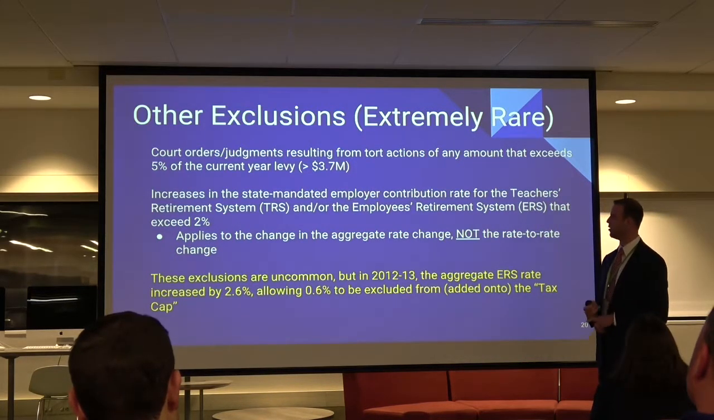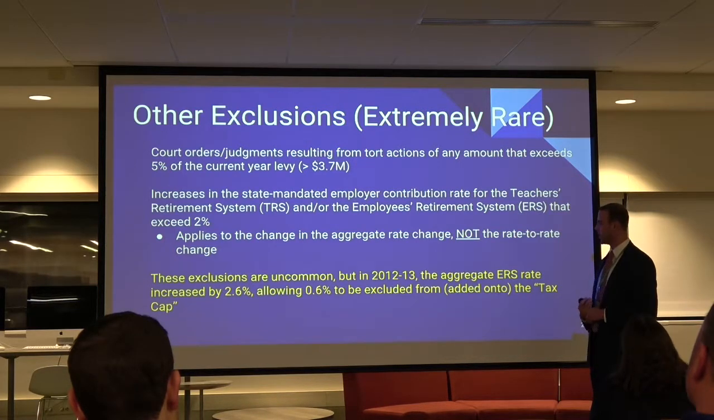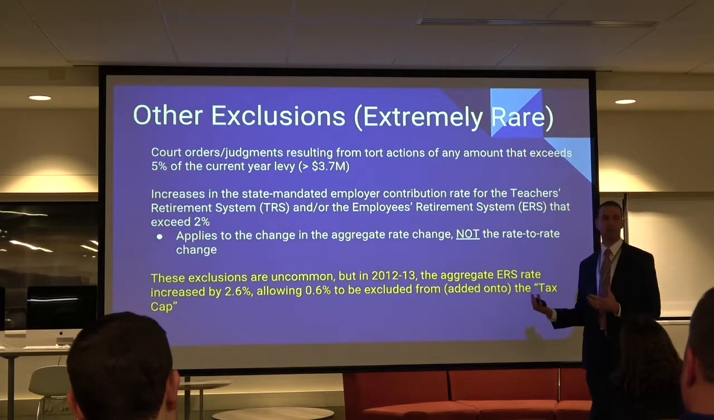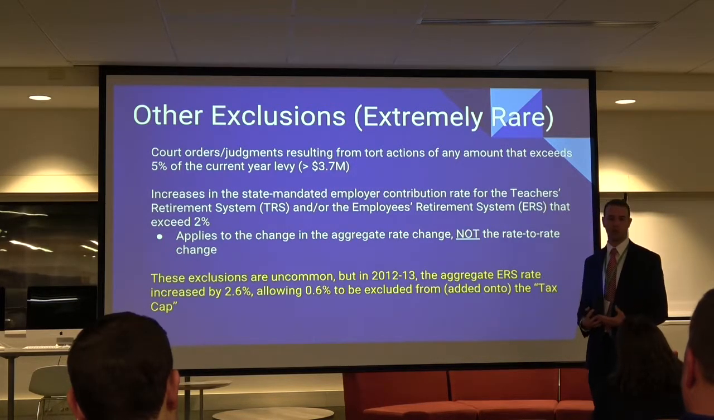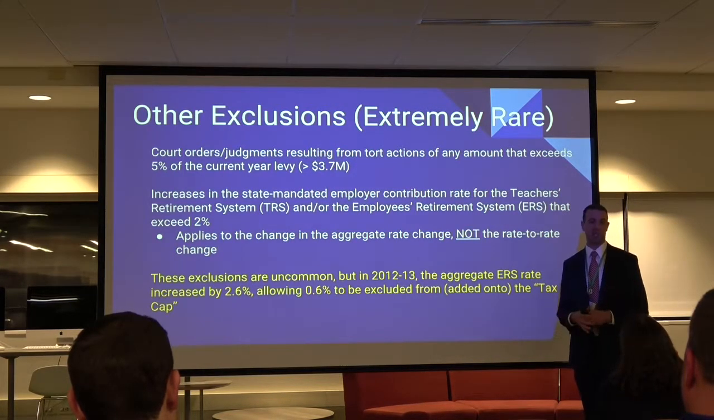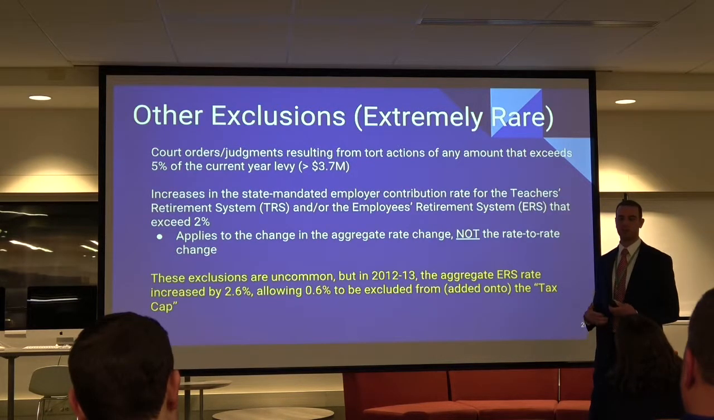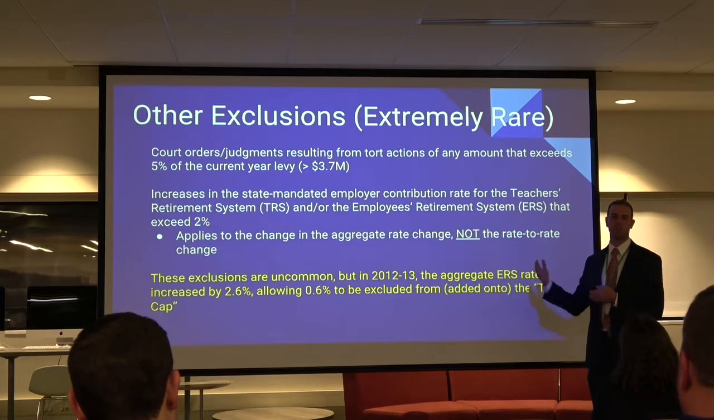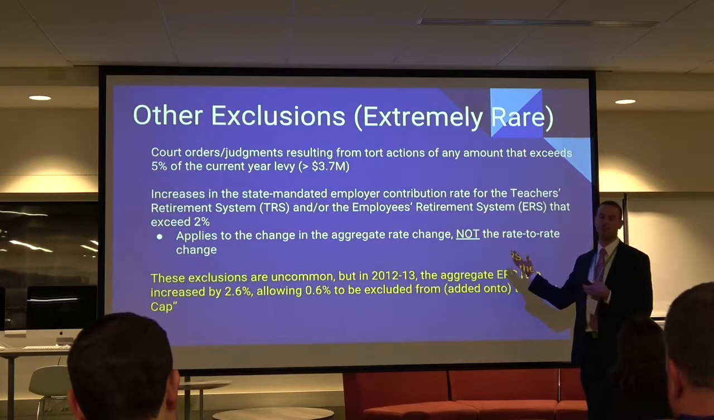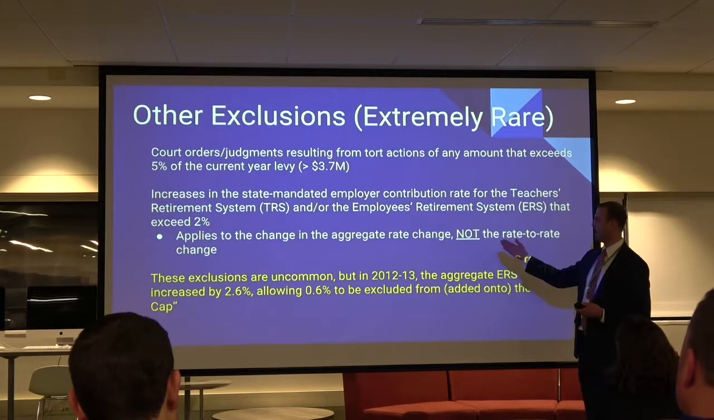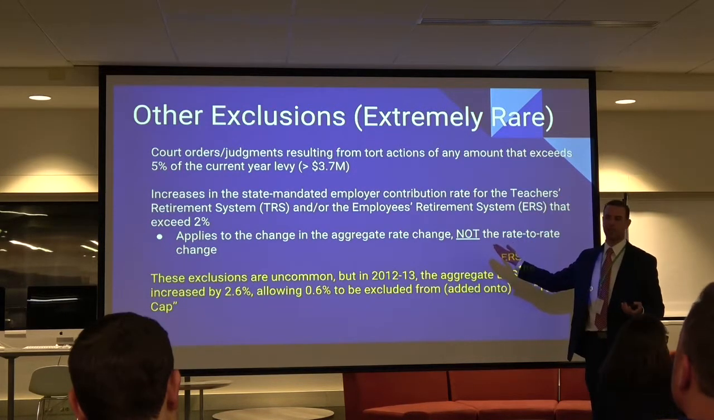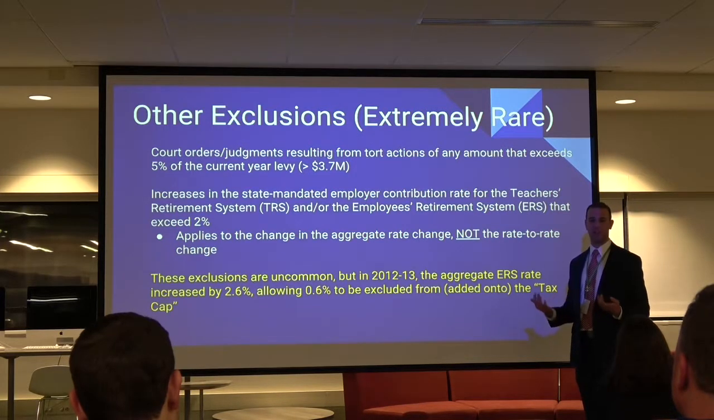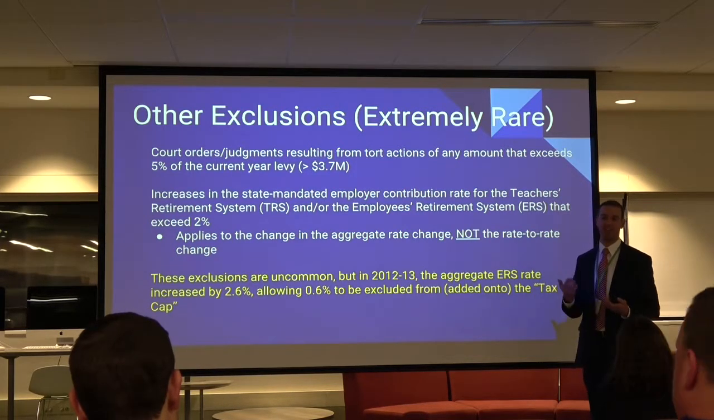Increases in the ERS or TRS aggregate contribution rate, not the rate-to-rate change. Whenever we discuss the pension contributions, we talk about the rate-to-rate change because that's really what affects us. So if the ERS increases from say 13% to 15 or 16%, the aggregate rate increase is 3%, 16 minus 13. But the reality is that's like a 25% increase in the rate because it's really 3% divided by 13%.